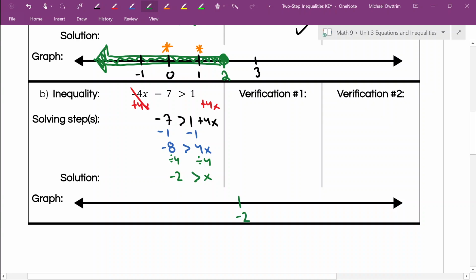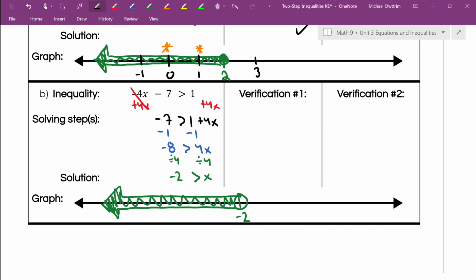So let's mark our -2 on our number line. We're going to have an open circle there since x is not equal to -2. And our arrow is again going to go left since x is less than that -2. And so this will be our solution region in this arrow here. So let's choose some values within that solution region. So we'd have something like -3, -4, -5, and so on and so forth.